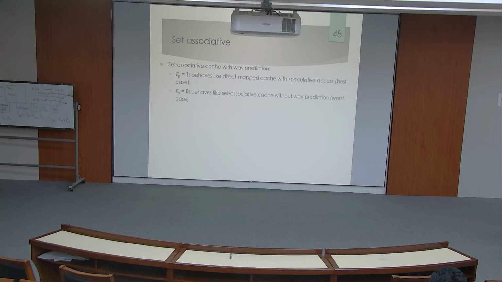Now, we have the set associative cache with the way prediction. If the FP is equal to 1, that means we have the set associative which behaves like a direct map. So it becomes a one-way set associative, which is a direct map. And if it's equal to 0, it does behave like a set associative cache without way prediction, which is the worst scenario.